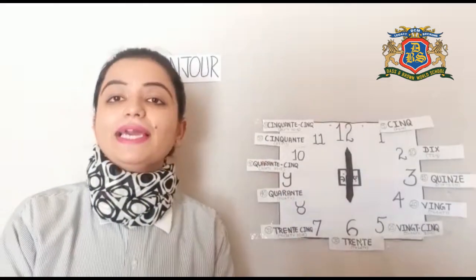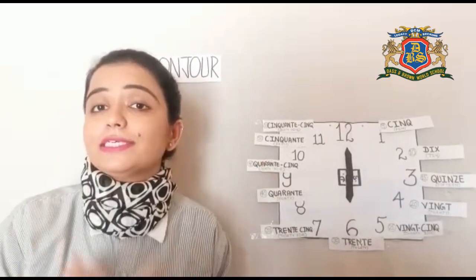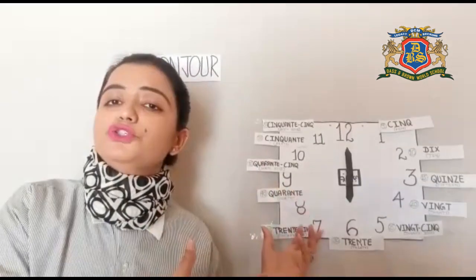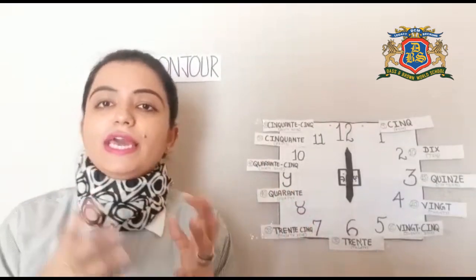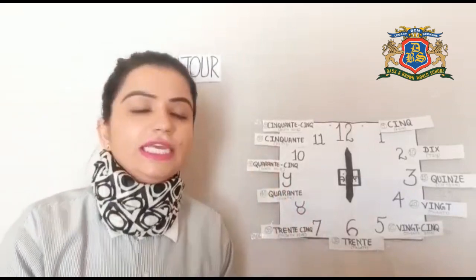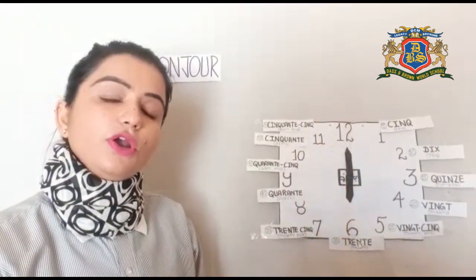Today I, Garima Malik, Head International Languages DBS, am going to teach you how we say time in French. It's a very easy concept. For this I have made a wall clock. Just see, what is the time here? 6 o'clock. How do we say it is 6 o'clock in French?